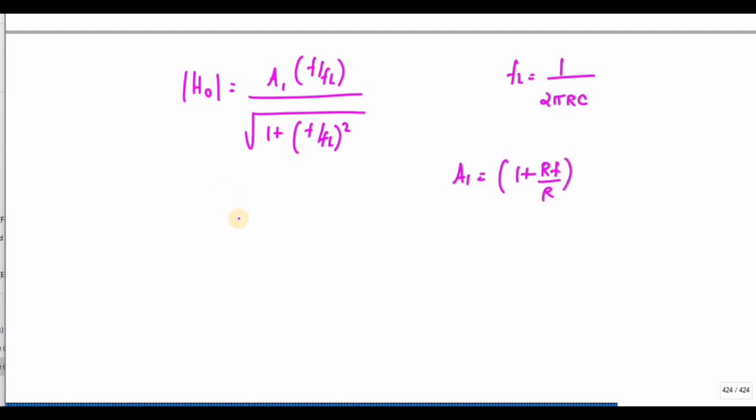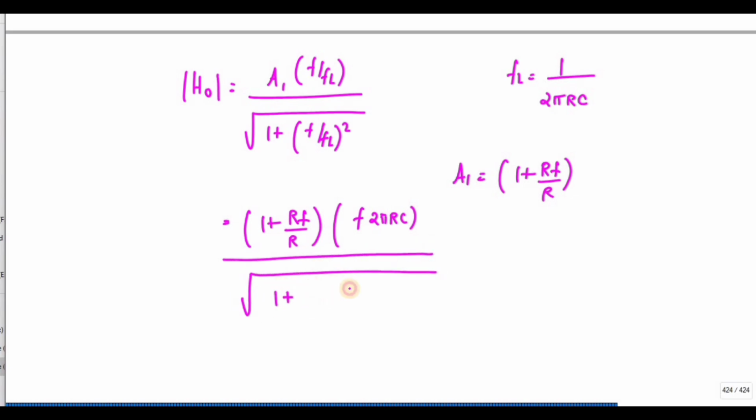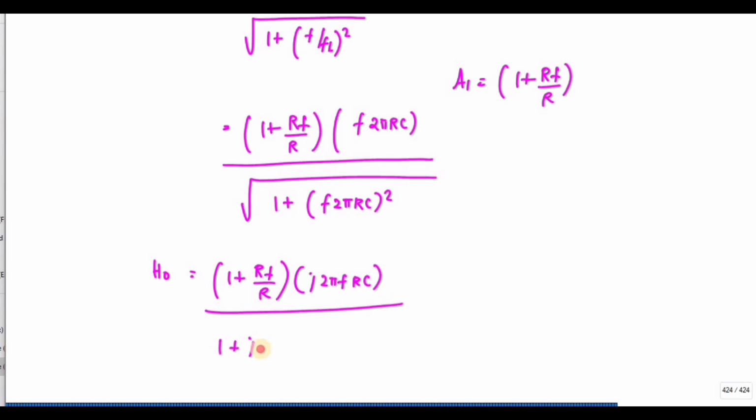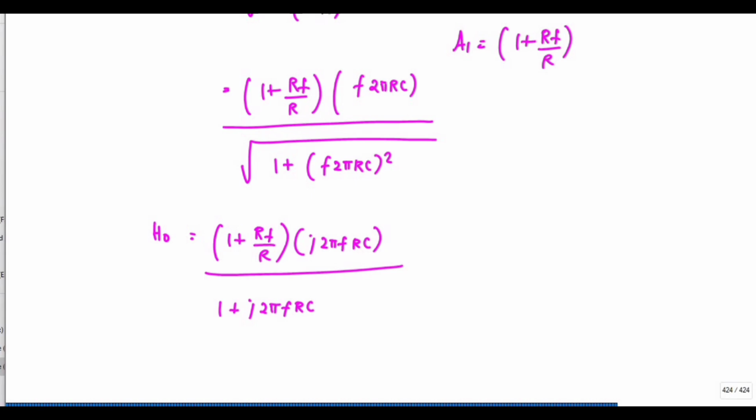The value is nothing but 1 plus RF divided by R, right? So I can write this as 1 plus RF divided by R, into f into 2 pi RC, divided by the root of 1 plus f 2 pi RC the whole squared. So H naught is nothing but 1 plus RF divided by R into j 2 pi fRC divided by 1 plus j 2 pi fRC. This is for the high pass filter.